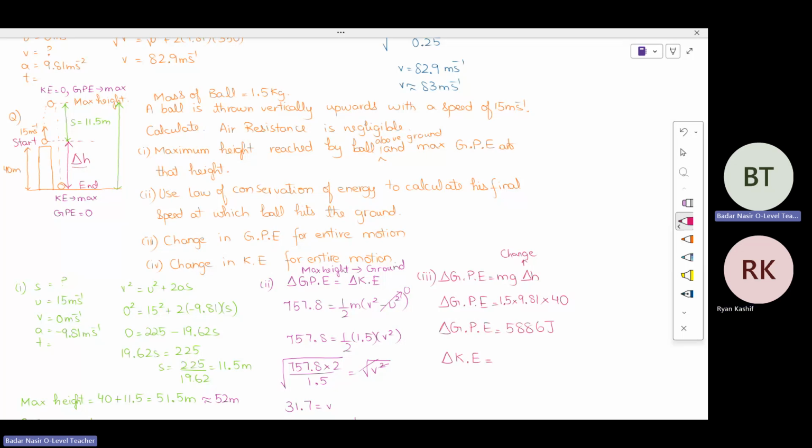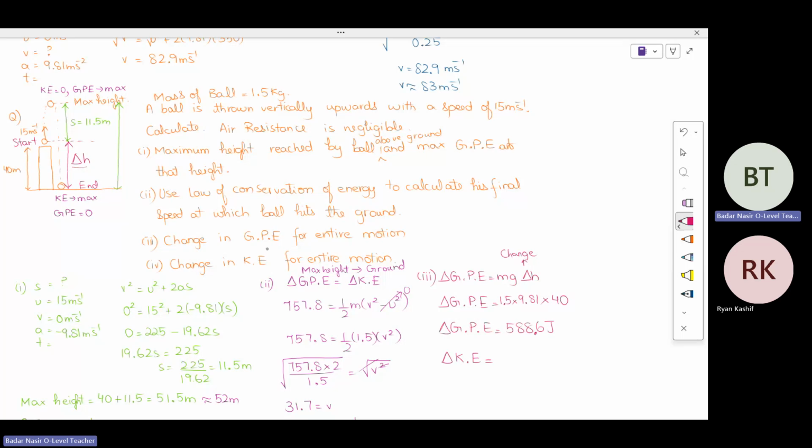Next part में कह रहे हैं, change in kinetic energy for entire motion. अच्छा, please tell me one thing. 1.5 है ना ये? Yes. 1.5 multiplied by 9.8 multiplied by 40. यस जी, तो सर 588.6 है, बीच में point रह गया। 588.6.